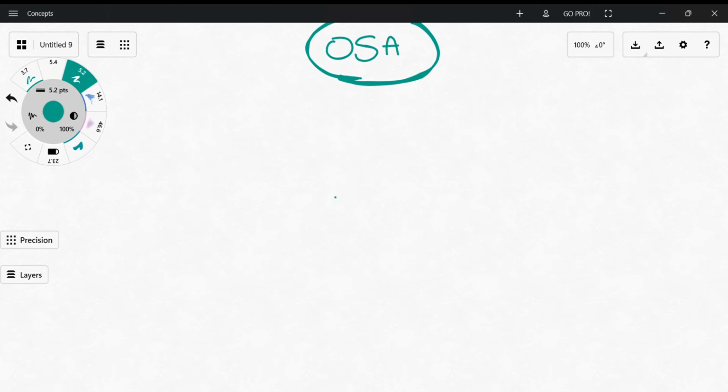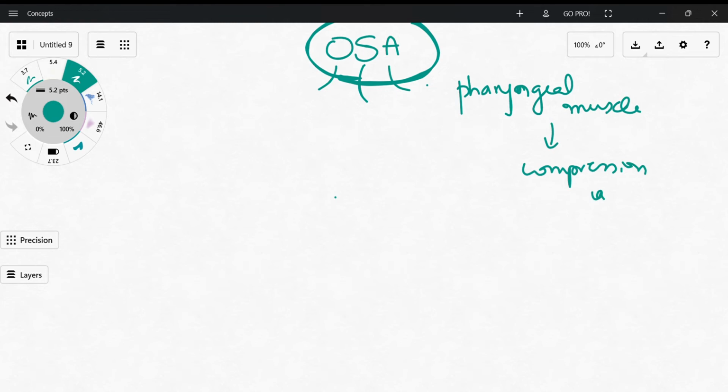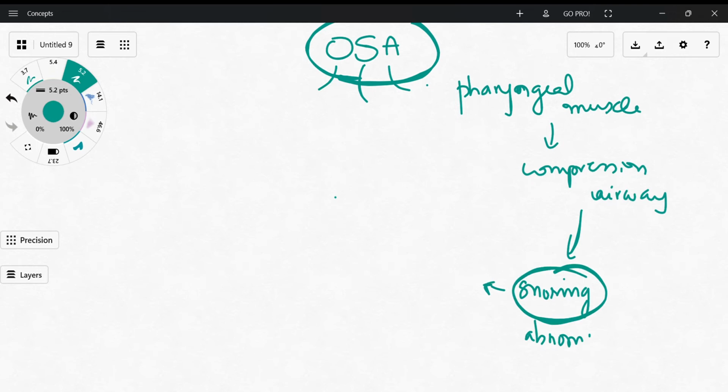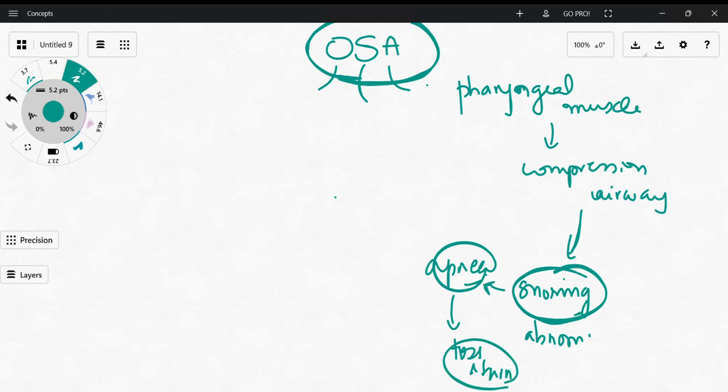So what's OSA? OSA is obstructive sleep apnea. What does that mean? So the pharyngeal muscles relax when you're in supine position, and that causes compression of the airway, and this causes snoring and a little bit of abnormal ventilation that may cause many sleep disturbances. There'll be snoring, and then they might have periods of apnea wherein they don't breathe for a while, and then they may toss and turn a lot, and eventually they stop snoring, or they might recover from the apnea.